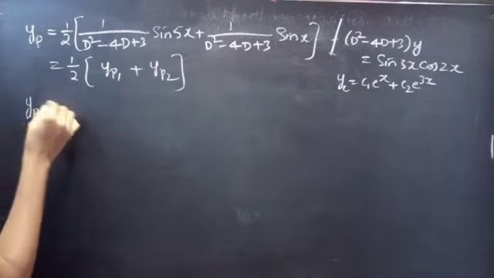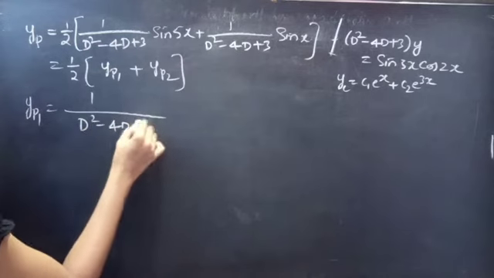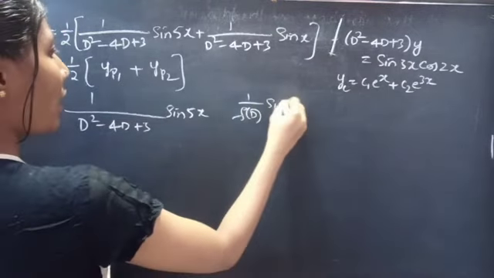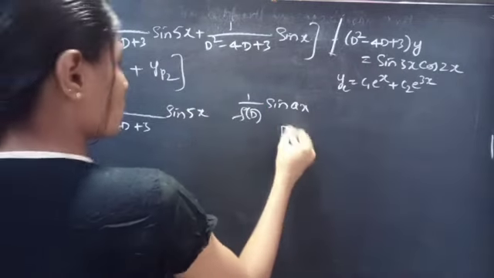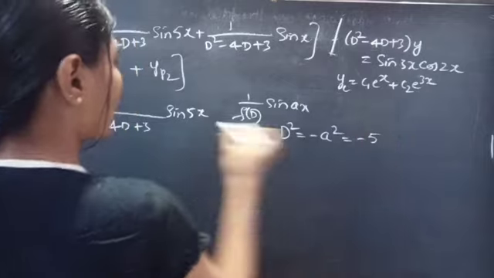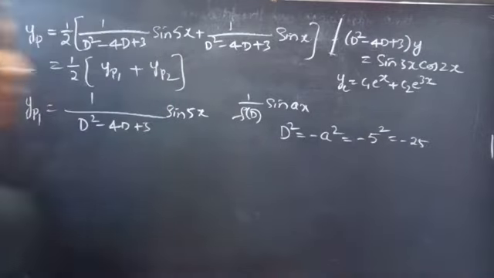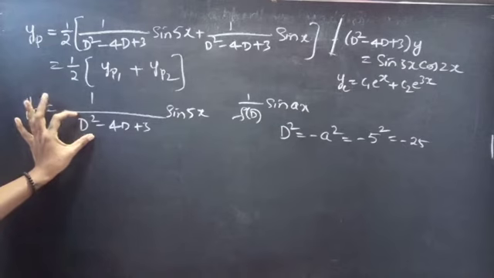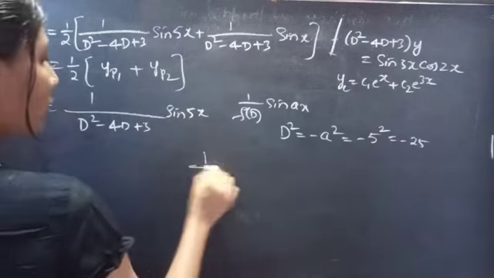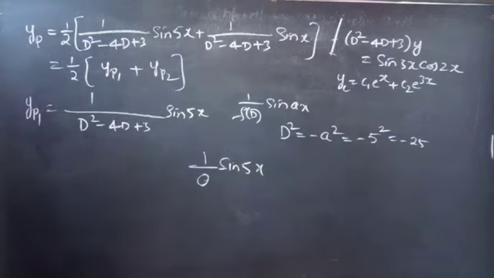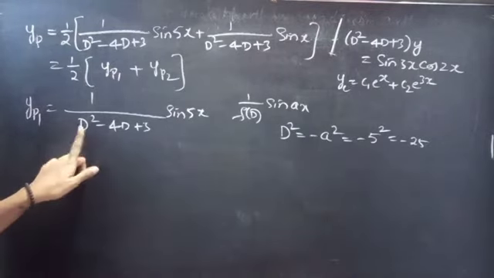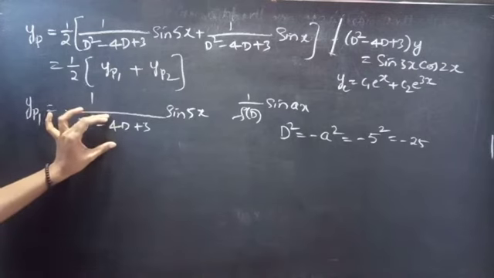Now let's find yp1. Firstly, 1 by f of D into sin 5x, right? This is of the 1 by f of D into sin ax form. For a equals 5, we'll find D square, which is given by minus a square, which equals minus 5 square, equals minus 25. We should always remember that the denominator must not equal 0. If we get the denominator equal to 0, we'll get 1 by 0 into sin 5x, which becomes undefined. Okay, fine. Now we need to replace D square by minus 25 and see whether the denominator equals 0 or not.